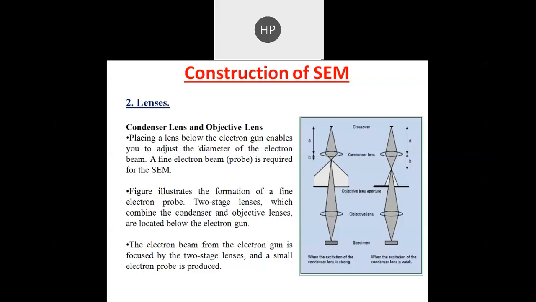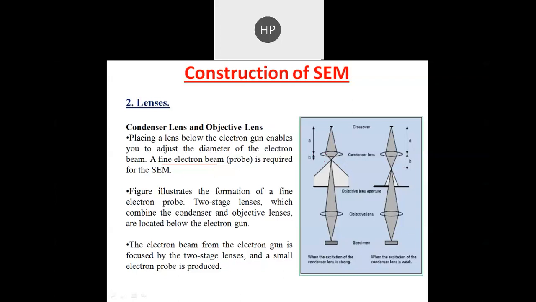So placing the lens below the electron gun enables you to adjust the diameter of the electron beam. We have to adjust the diameter of the electron beam, and what is our requirement? A fine electron beam is required for the SEM. Here, the figure shows the formation of the fine electron probe. Two-stage lenses, which combine the condenser and objective lens, are located below the electron gun. Here you can see this A and B.